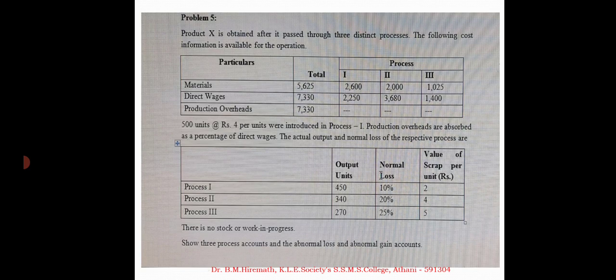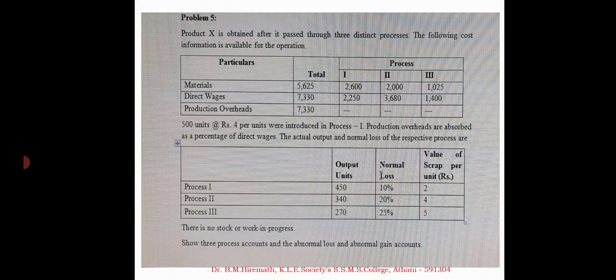Materials, total material cost is 5625, and for process 1 it is 2600, process 2 it is 2000, and process 3 it is 1025. Total direct wages are 7330, and for process 1 direct wages are 2250, for process 2 direct wages are rupees 3680, and for process 3 it is rupees 1400.